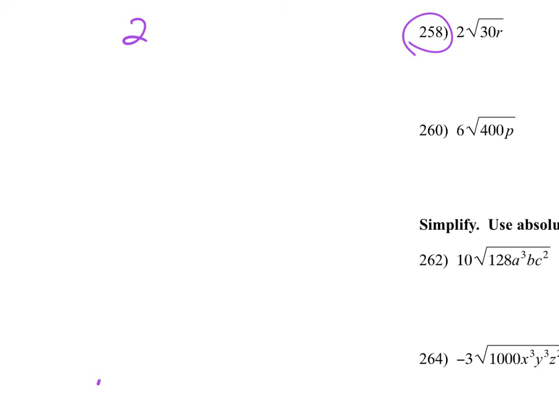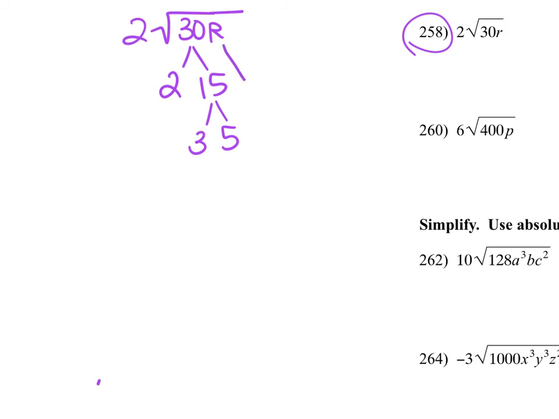Okay, so 258, I have 2 square root of 30r. Okay, so I'm going to break this down, and I get 2 and 15. I get 3 and 5. And that's it. And then my r is just here. So there's no couples. So this is actually already simplified. So what we would write is the actual number that they gave us. So 2 square root 30r, and I'm done.